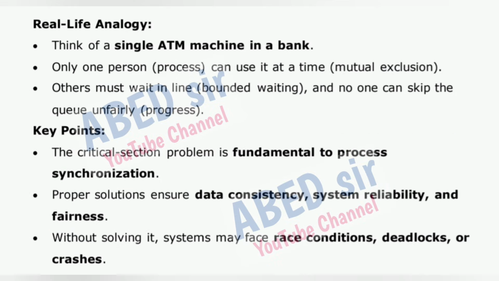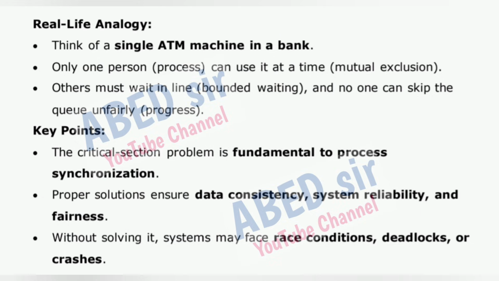Real-life analogy. Think of a single ATM machine in a bank. Only one person, process, can use it at a time, mutual exclusion. Others must wait in line, bounded waiting, and no one can skip the queue unfairly, progress.